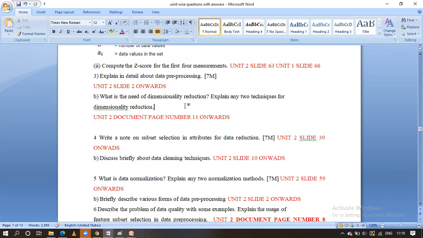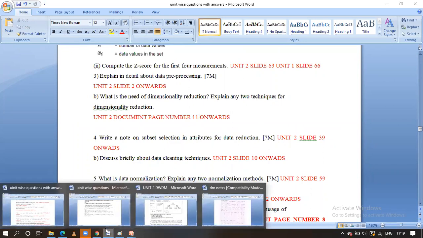And the next one they have asked is dimensionality reduction. What is the need of dimensionality reduction? Explain two techniques for the dimensionality reduction. డైమెన్షనల్ రిడక్షన్ సంబంధించిన మనకి డాక్యుమెంట్స్ షేర్ చేశాను కదా, దాంట్లో 11 స్లైడ్ లో ఉంటుంది. ఓకే, డాక్యుమెంట్ చేసిన దాంట్లో యూనిట్ 2 సంబంధించిన దాంట్లో 11 స్లైడ్. ఓకే, let us go for that one. యూనిట్ 2 లో 11 స్లైడ్.